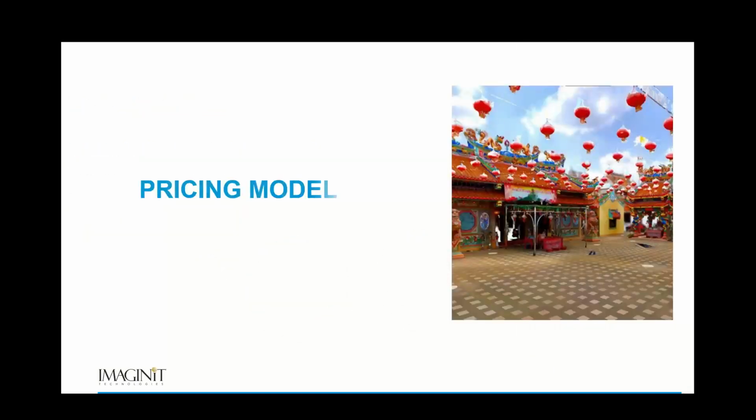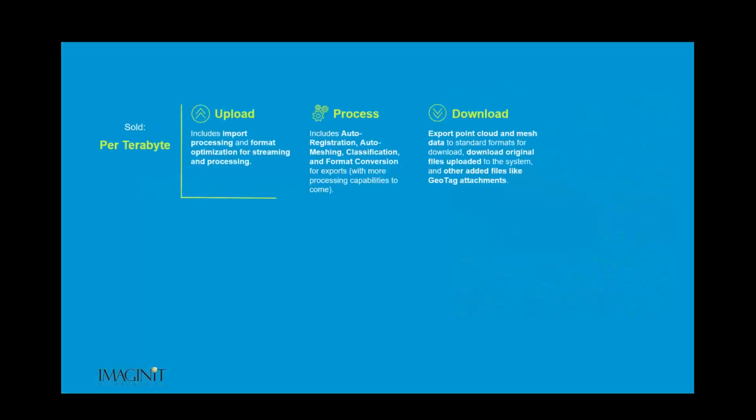Okay, so next thing we're going to take a look at then is a quick note about the pricing model. Okay. Leica does this a little bit differently from everybody else. It's based on per terabyte. So it's based on usage, not on storage. Okay. So what does that mean? It's sold per terabyte, but actually, the terabyte gets used up through usage.